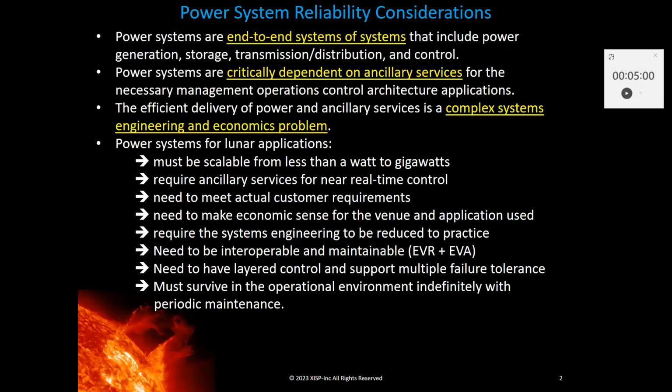Please advance. In terms of reliability considerations, what we're dealing with really has to be end-to-end systems of systems that include power generation, storage, transmission, distribution, and control. Our power systems are critically dependent on ancillary services, which are essential for the management, operations, and control architecture applications. And the efficient delivery of power and ancillary services is a complex systems engineering and economics problem.